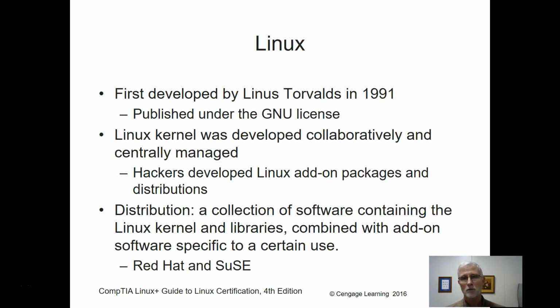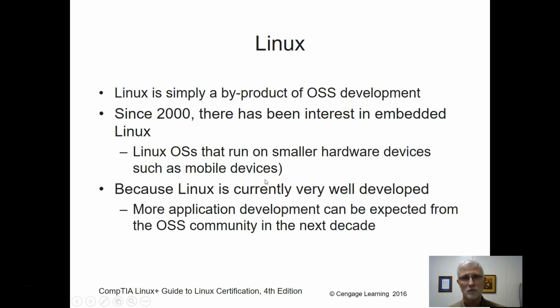Now, Linus Torvalds in 1991 published under the GNU license, so that license was in place, and the kernel was developed collaboratively and centrally managed. And they added on add-on packages, the distribution. A distribution is simply a collection of software containing the kernel, associated libraries, and of course any add-on software. A couple of examples are Red Hat and SUSE.